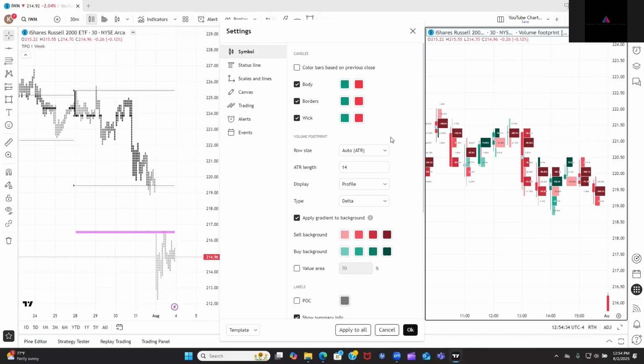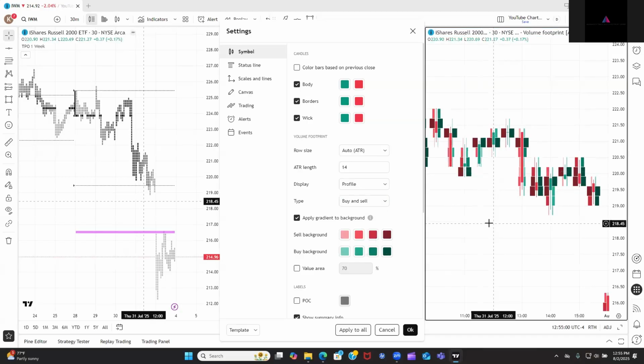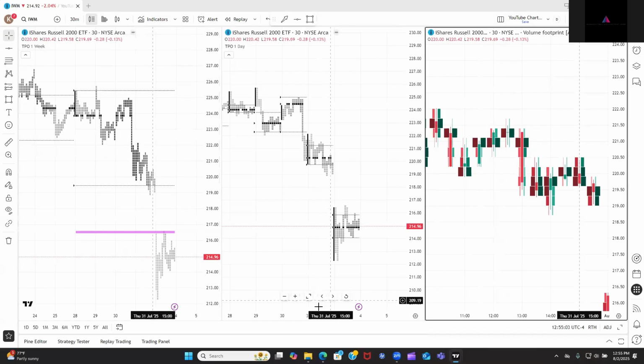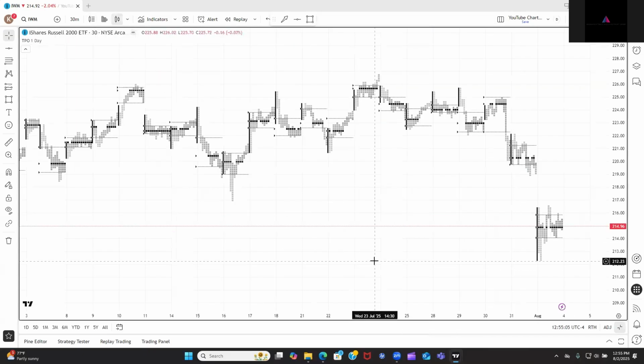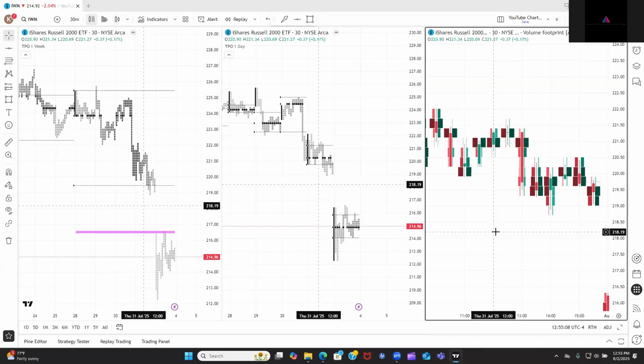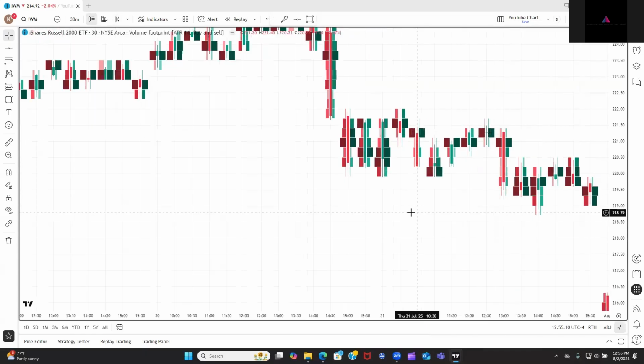Row size is really a preference thing. It's up to you. I use the length of 14, which is the standard setting. I don't change it. I definitely want to use profile. And here is where I want to change. If you were to change the type, look at the type. There are different options. You can look at bid and ask, which TradingView has as buy and sell. Actually, let me open it up to do that first. I think it's easier to see if I open it up, and that's the wrong chart. Bear with me. This one here, open it up.